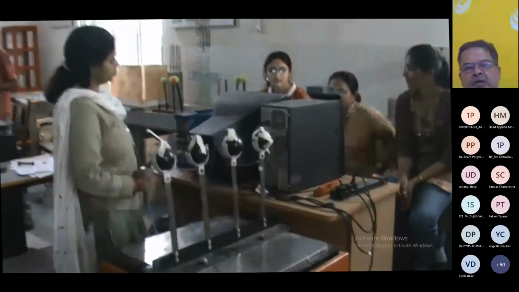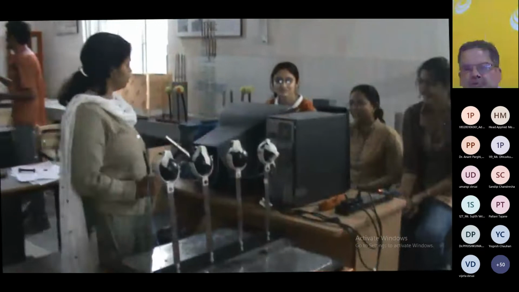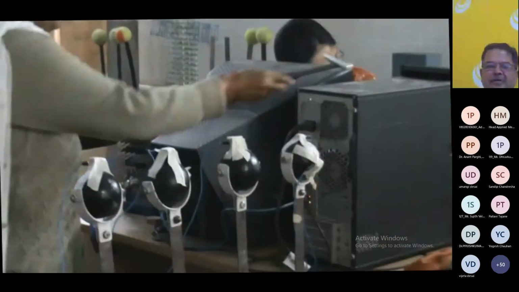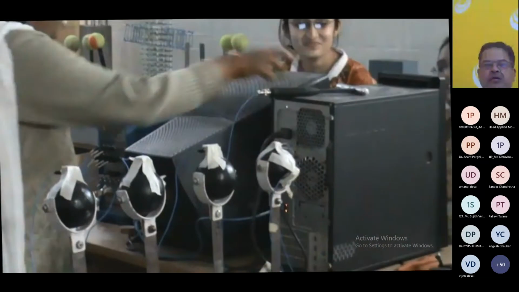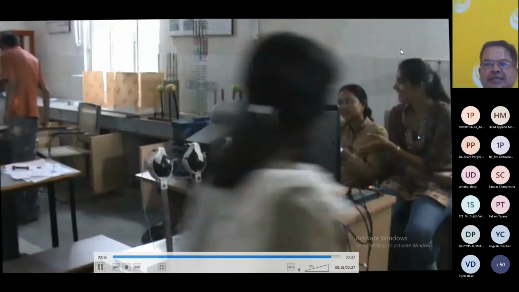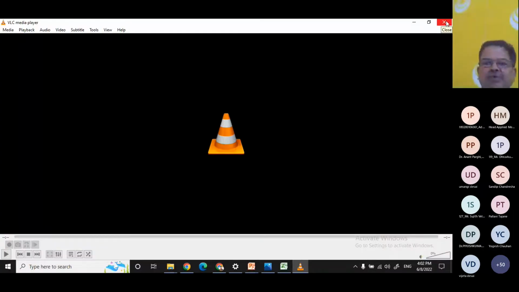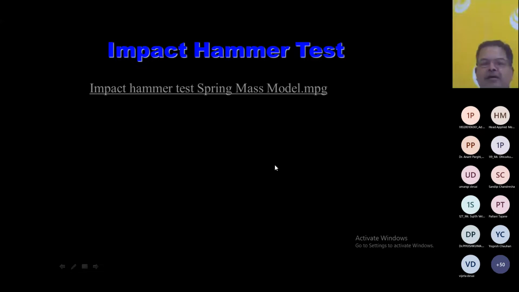So again we know the frequency and the damping in the system. This is known as a free vibration test. You can perform this free vibration test on any model, and it is very simple to perform. It will give you the natural frequency of your structure or model, and the damping present in the system. These two important parameters you will get through these two tests.